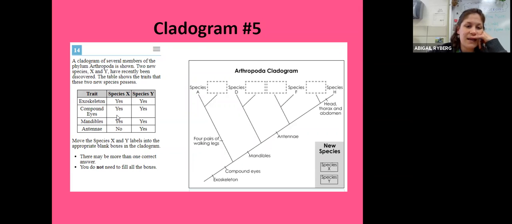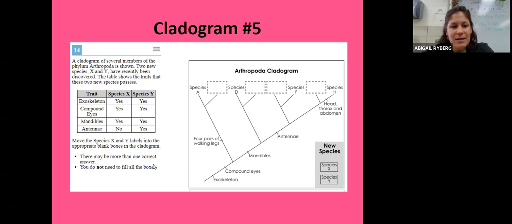So here you can look at the data table really quick, and we're looking at 4 different traits for each organism, species X and species Y. It tells us to move the species X and Y labels into the appropriate blank boxes in the cladogram. There may be more than one correct answer, and you do not need to fill in all the boxes. Again, if it tells you that there may be more than one correct answer, keep that in mind.